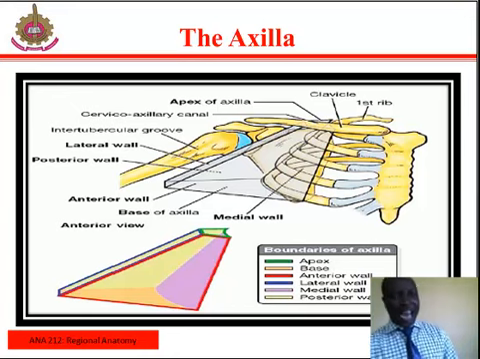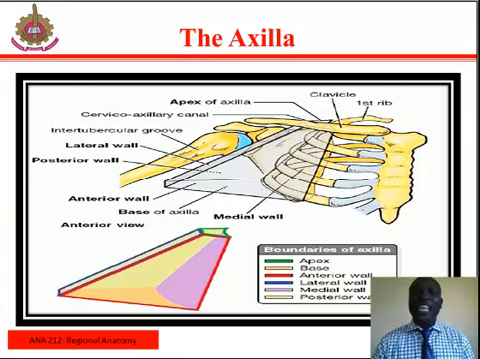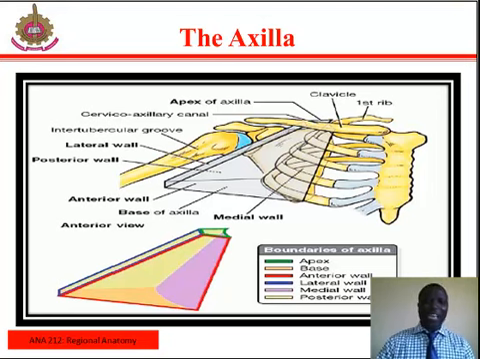Let's start with the axilla. The axilla is the pyramidal space inferior to the glenohumeral joint and superior to the skin and axillary fascia at the junction of the upper arm and the thorax. The shape and size of the axilla vary depending on the position of the arm. It almost disappears when the arm is fully abducted.